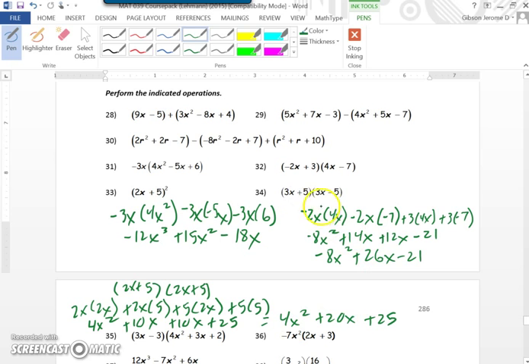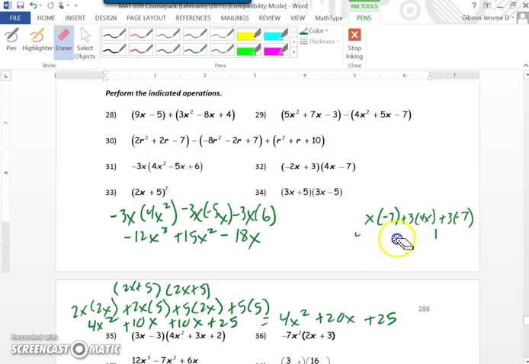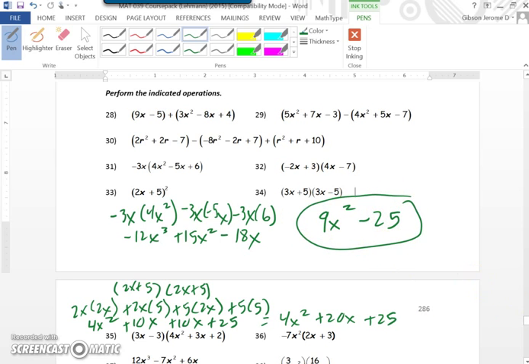Now we have to go back up here to do problem 34. With problem 34, this is going to be a very short problem because we have a binomial multiplied by a binomial, and we know that they are conjugates of each other. Whenever we multiply conjugates, we can just multiply the first value by the first value, which will give us 9x², and the last value by the last value, which will give us minus 25. And that is our final answer.